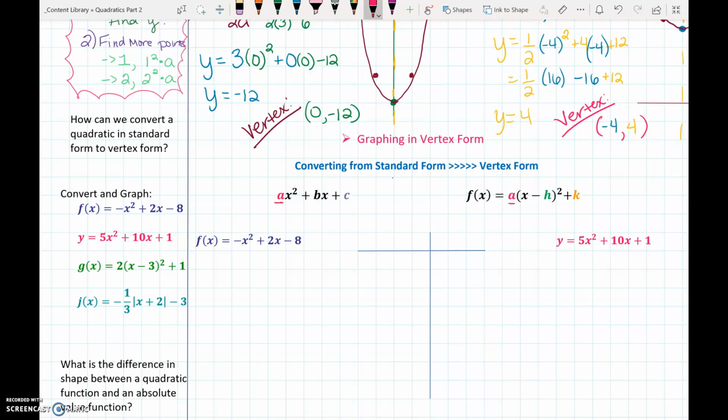A, which is also in vertex form, tells us about the direction. And by direction, I'm talking about the happy versus sad graph. And then it also tells us about our width.